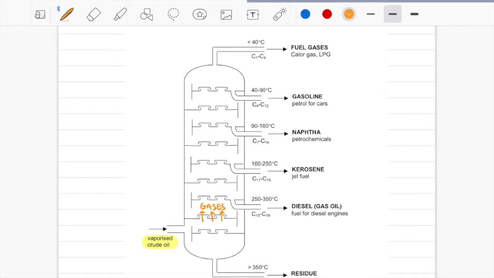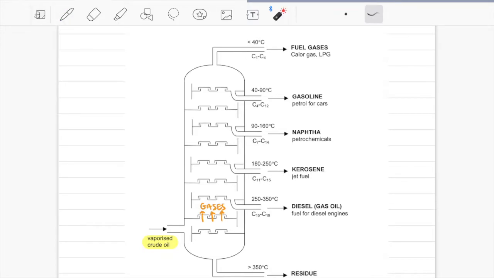Now, those gases are the different components of the crude oil. So some are short chain molecules, some are long chain molecules, and so on. They all have different boiling points, which means they condense at different temperatures. Boiling point and condensation point are exactly the same thing. It just depends on which direction you're going.